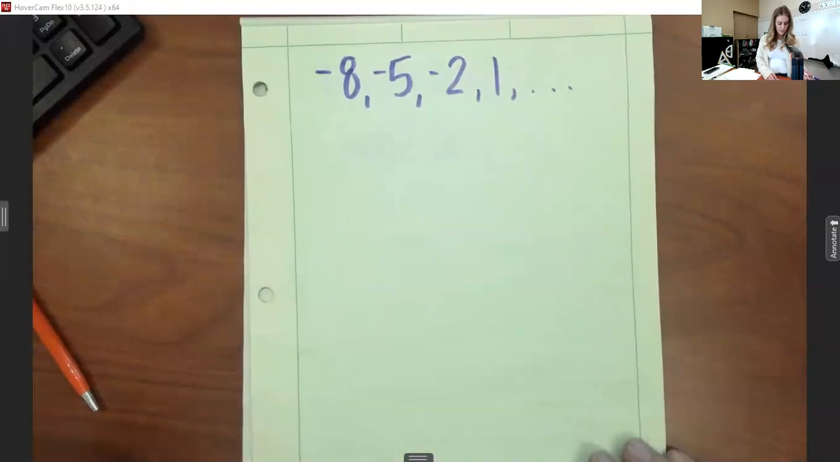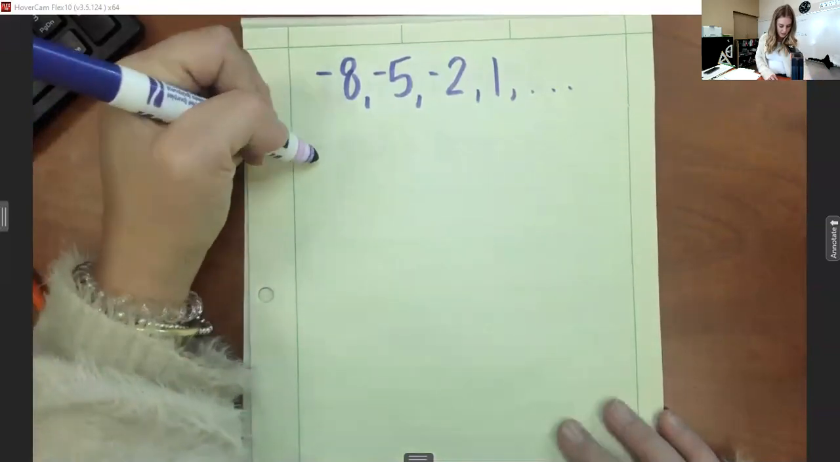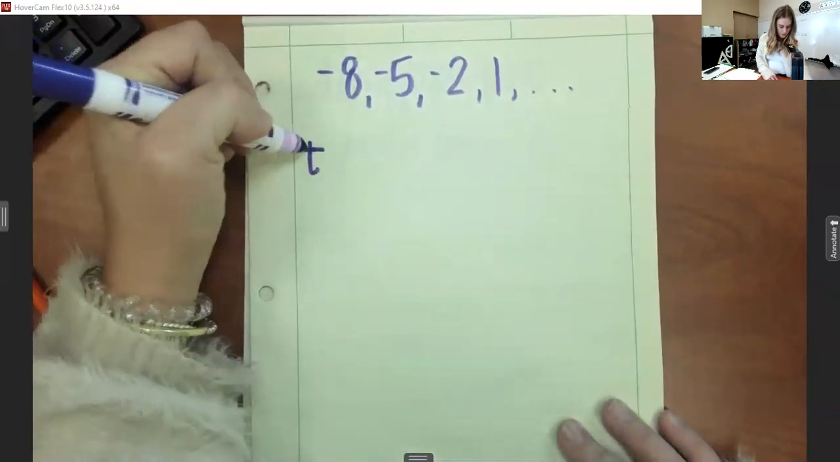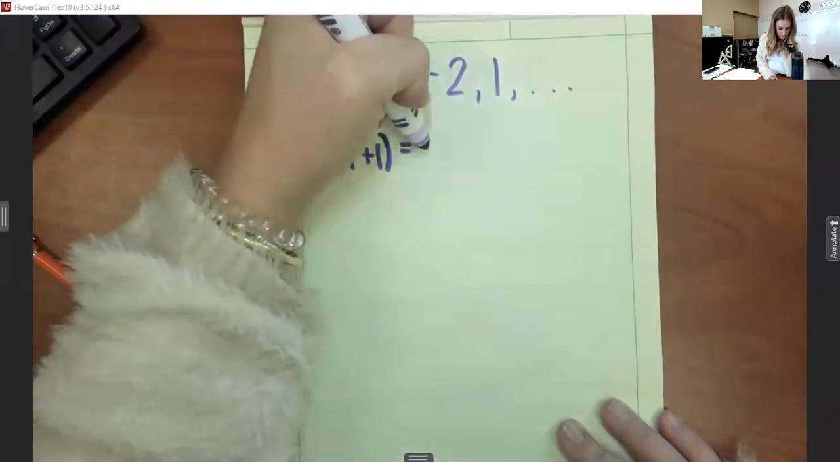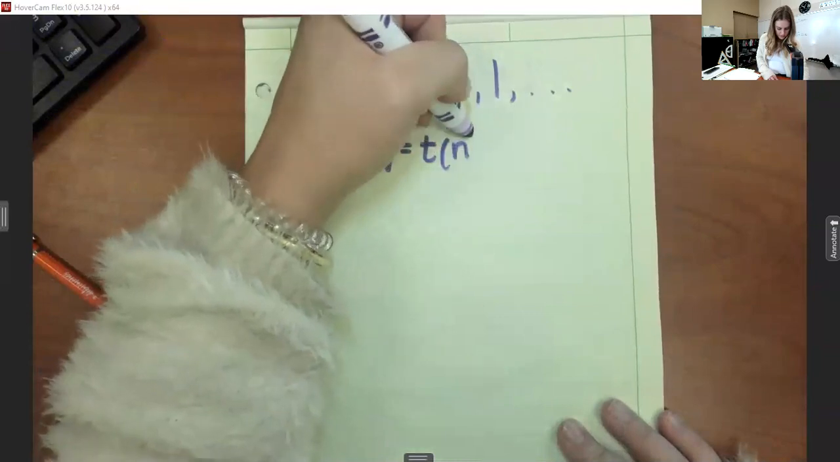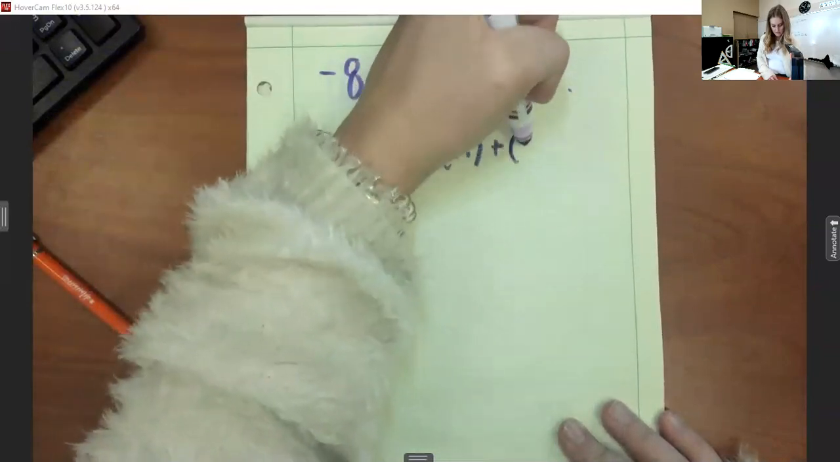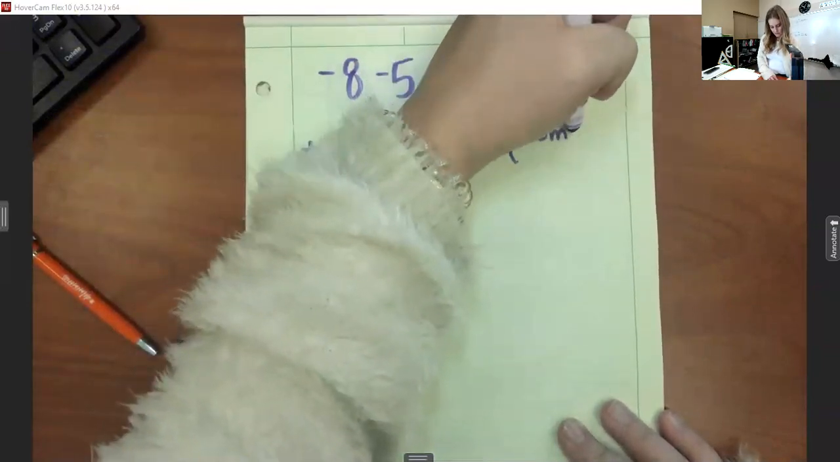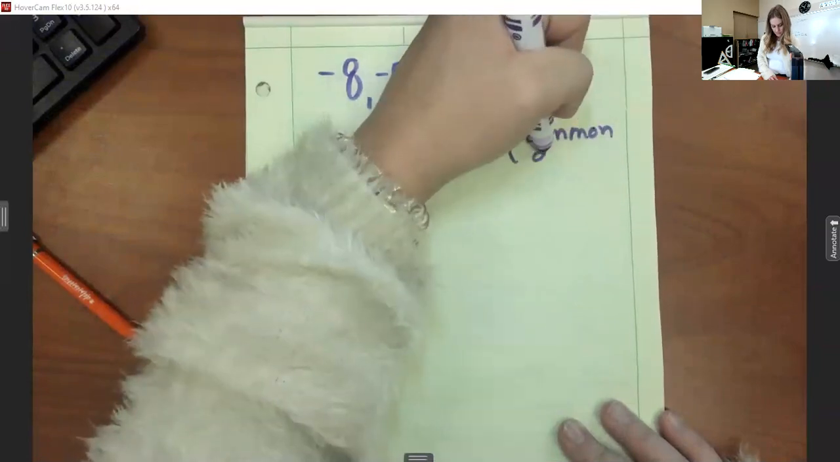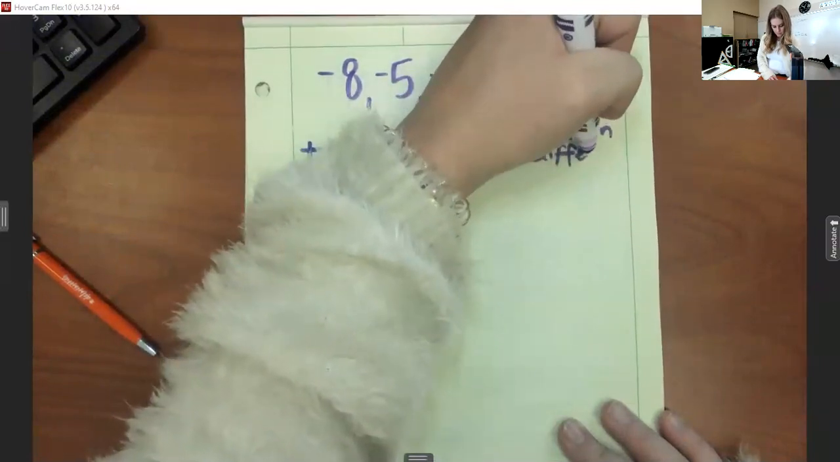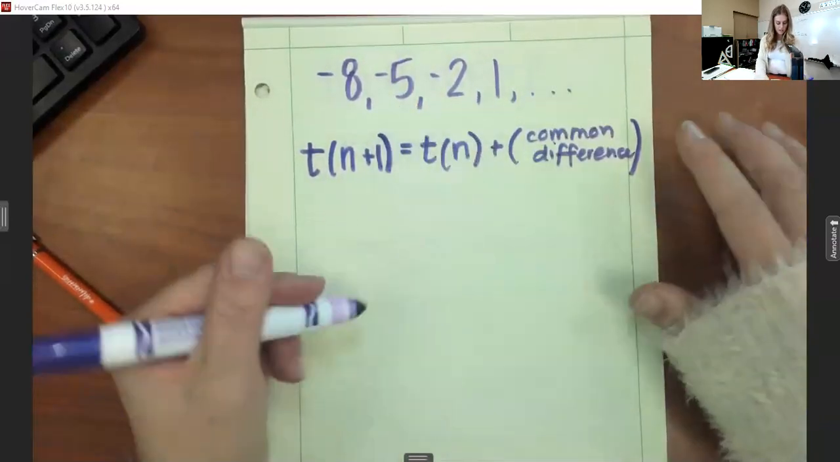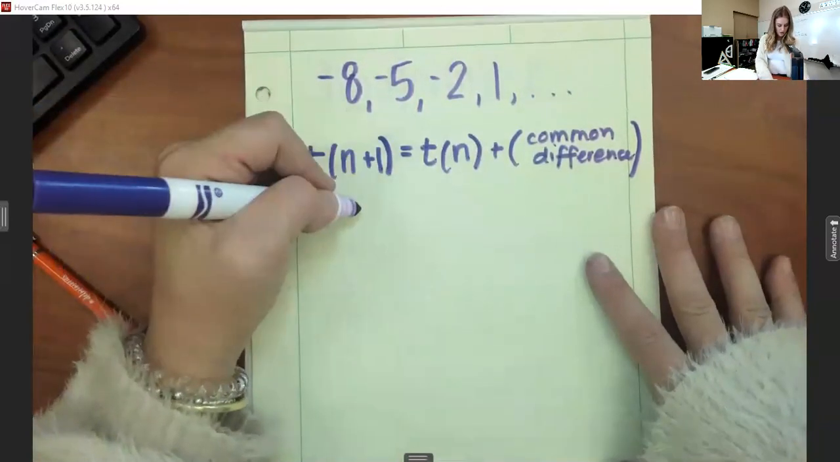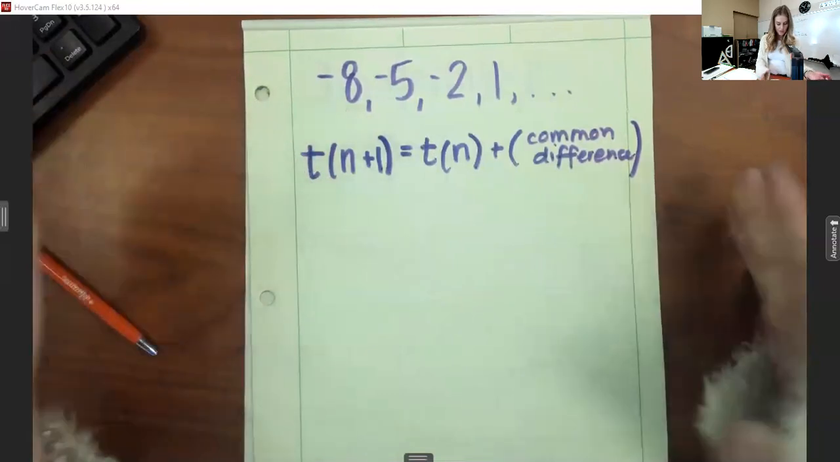All right, if I wanted to write the recursive equation for this sequence, I always start with t of n plus 1 equals t of n, and then plus the common difference. And then you have to give me a little piece of information about the sequence. So maybe whatever the first term equals.